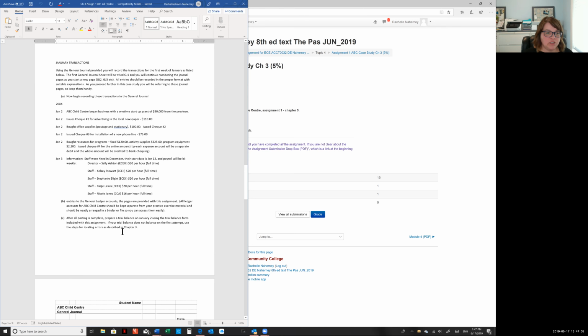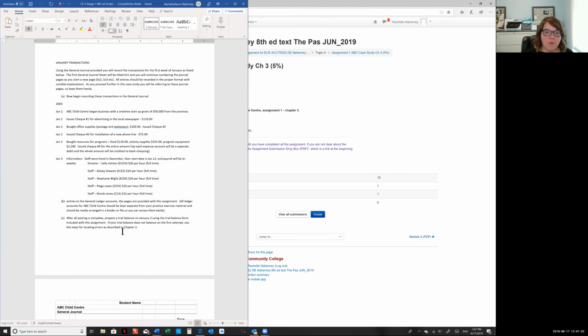I showed you how to enter it, how to put it in the general journal, how to post it to the general ledger, and what that would look like in a very simplistic way, because I only did one entry, what it would look like on the trial balance, okay?